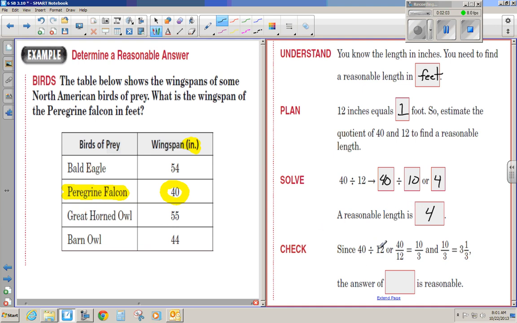Since 40 divided by 12 is 40 over 12 is 10/3 and so on, 3 and 1/3 is basically 3.3 repeating. So the answer we came up with of 4 is reasonable. And if you look at the rest of them, you can see that depending on which one you're looking at, you might come up with a different reasonable answer. But 4 actually is all quite close.